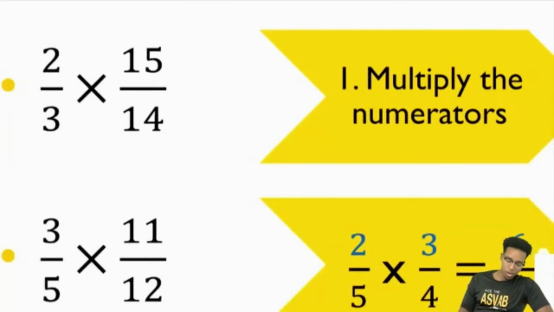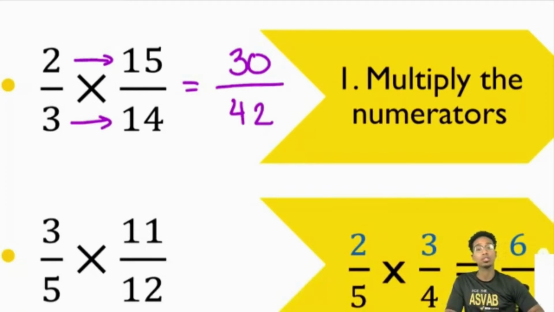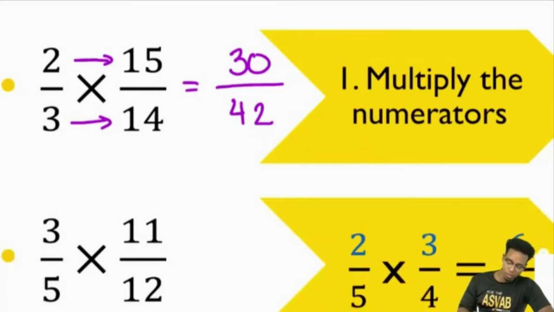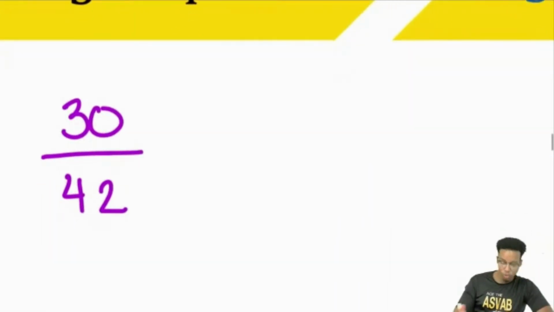If we were to do this straightforward, we would get 2 times 15, which is 30, and 3 times 14, which is 42. Again, this is the rule for multiplying fractions: multiply the tops, multiply the bottoms. Now step 2 is that we need to reduce these, so let me duplicate this over here and show you how to get it done.